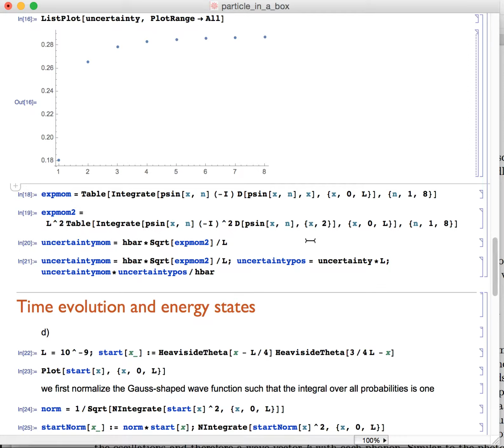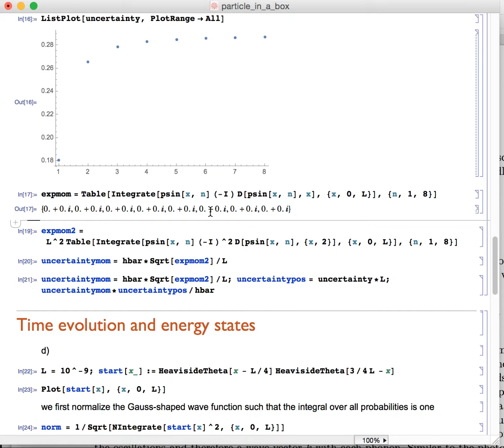And now we can also calculate the expectation value for momentum. So for that we have to include the derivative of the wave function with respect to x. So that's the D operator here in Mathematica, and then the factor minus i, which you have to include here. So we can do that, and then we always get 0, so there's nothing. So actually the expectation value of momentum is 0.